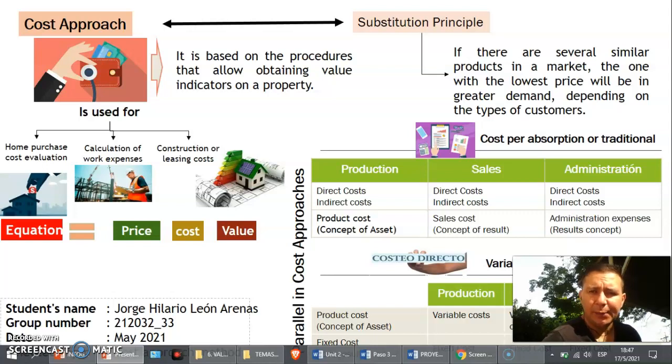If there are similar products in a market, the one with the low price will be integrated in the mint, depending on the type of customer. It is used for homes, which are class cost of values, closing of war expenses, construction or reducing on cost. The question is price, cost, and value.